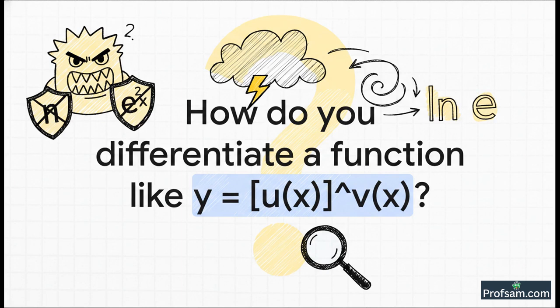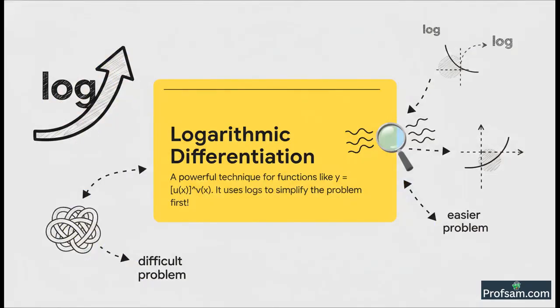The power rule? It doesn't work because the power isn't a constant number. The exponential rule? That doesn't work either because the base isn't a constant number. All our old methods, they're useless here. So what on earth do we do? We use our cheat code.